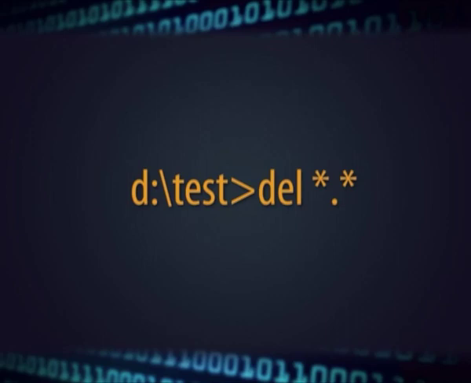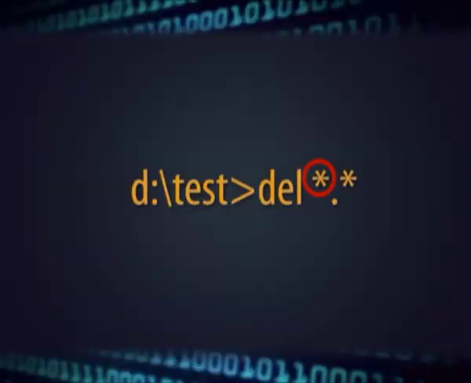d:/test prompt, del space star dot star. This command will delete every file in the directory d:/test. The first star in star dot star covers every file name and the second one covers every extension. Therefore, all files with any name and extension will be deleted.